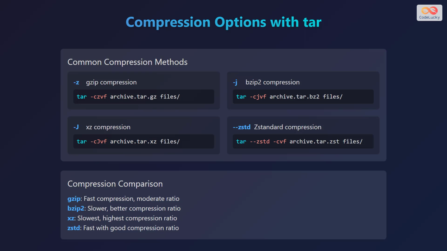Gzip offers fast compression with a moderate ratio. Bzip2 is slower but provides a better compression ratio. XZ is the slowest but offers the highest compression ratio, and Zstandard is fast with a good compression ratio.